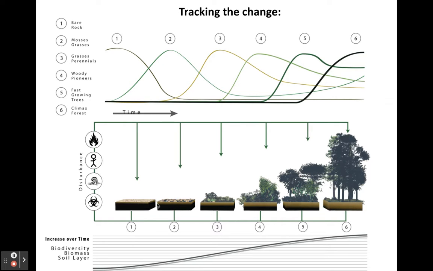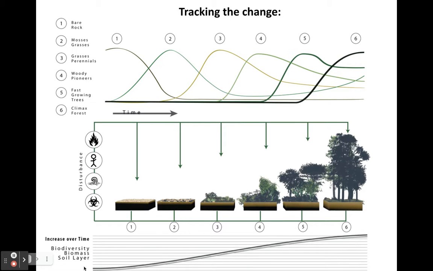You can see that really clearly here. There's not very many species early on. By the end, all of those different stages are still represented, but the biodiversity is greatest at the end. All right, so it's a good example of ecological succession.